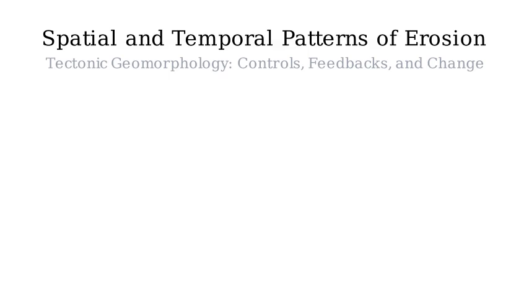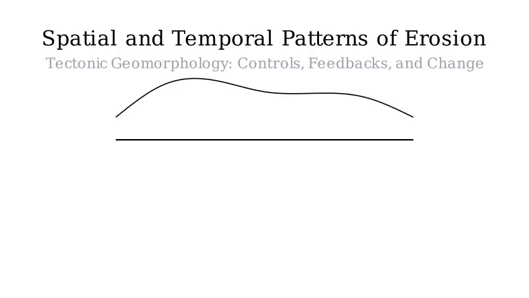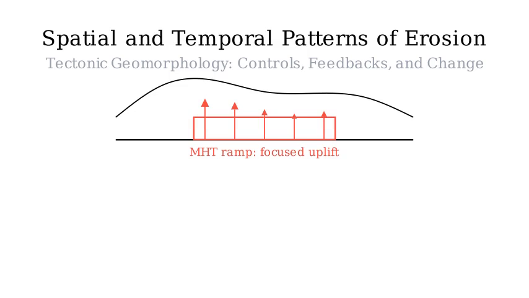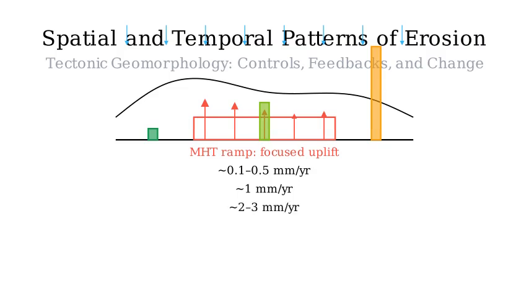Imagine a north to south transect across a range. Denudation often peaks near the orogenic core, where rock uplift is fastest. In central Nepal, rates climb from roughly 0.3 millimeters per year in the south to about 1 near the divide, and up to 2 to 3 on the steep southern flank of the high peaks. Rainfall in this example is relatively uniform, so the jump in erosion primarily mirrors tectonic forcing from a ramp in the main thrust.